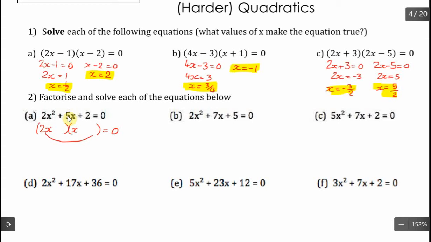Now how can I make 5 using the numbers 2 and 1? Doubling one of them and adding the other. Well, if I double the 2 I'll get 4, add 1 I'll get the 5. So I want to double the 2, so that needs to go there, and I want to add 1.